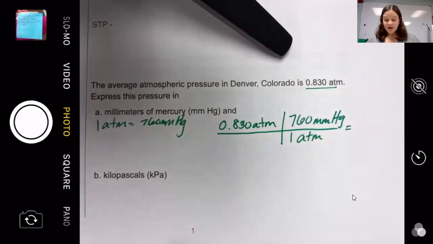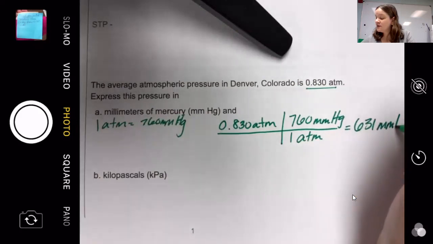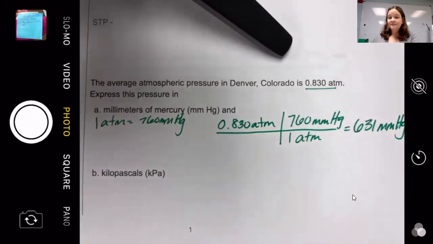I'll put that in my calculator, and I'm going to find that that is about 631 millimeters of mercury.